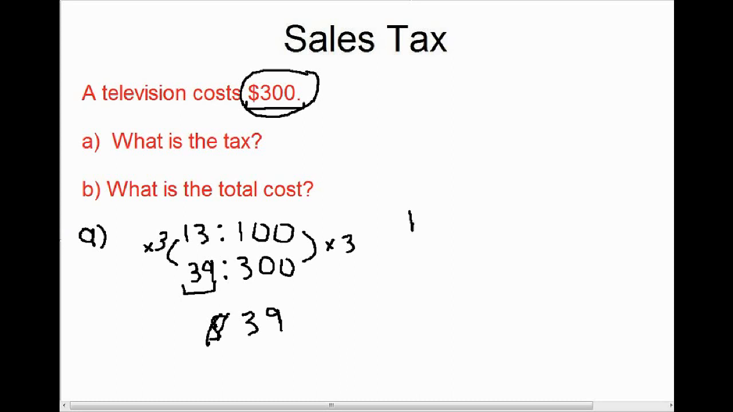Well, the total cost is the original cost, which was $300, plus the tax, which is $39. So for this television, including tax, it's going to cost $339.